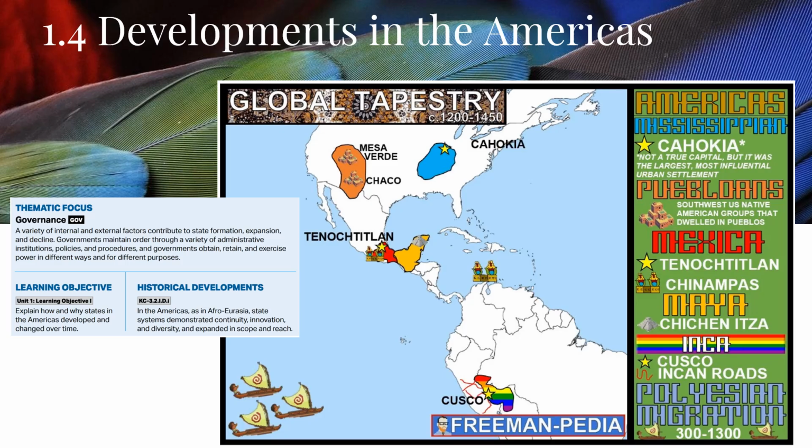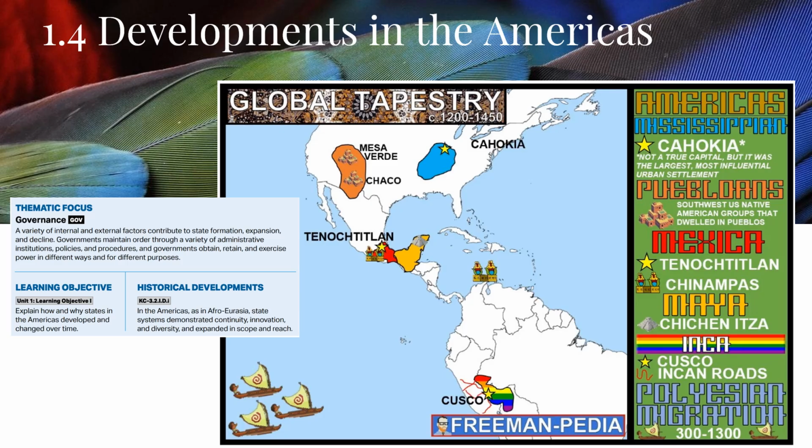All right. So we've got the Mesa Verde, Cahokia from the Mississippian culture. From Mexico, you've got Tenochtitlan. Remember, we talked about the Chinampas. There are different agricultural aspects that were pretty unique to some of these areas. For the Mayan, we've got Chichen Itza. For Inca, we've got the center of Cusco, the Incan roads, the Qhapaq Ñan. So those are going to be some of the major key features.